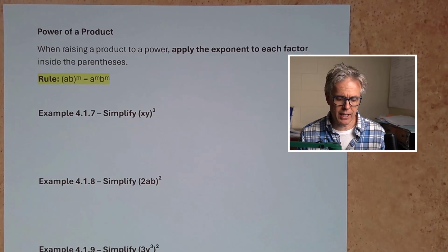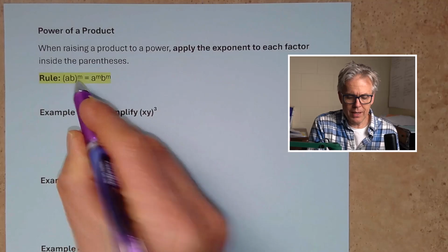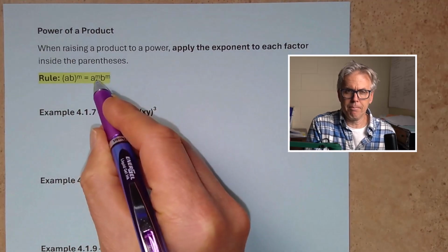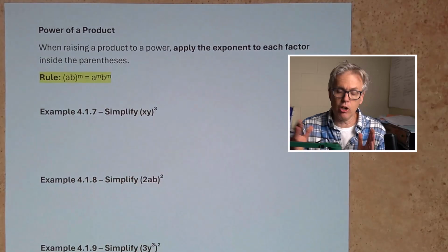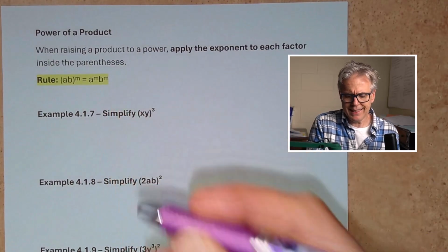All right, let's do these three examples. We have the power of a product. So here we have a product and we've got it raised to a power. And we just apply that power, the exponent, to both the a and the b, however many terms we have. And I think this will make sense.